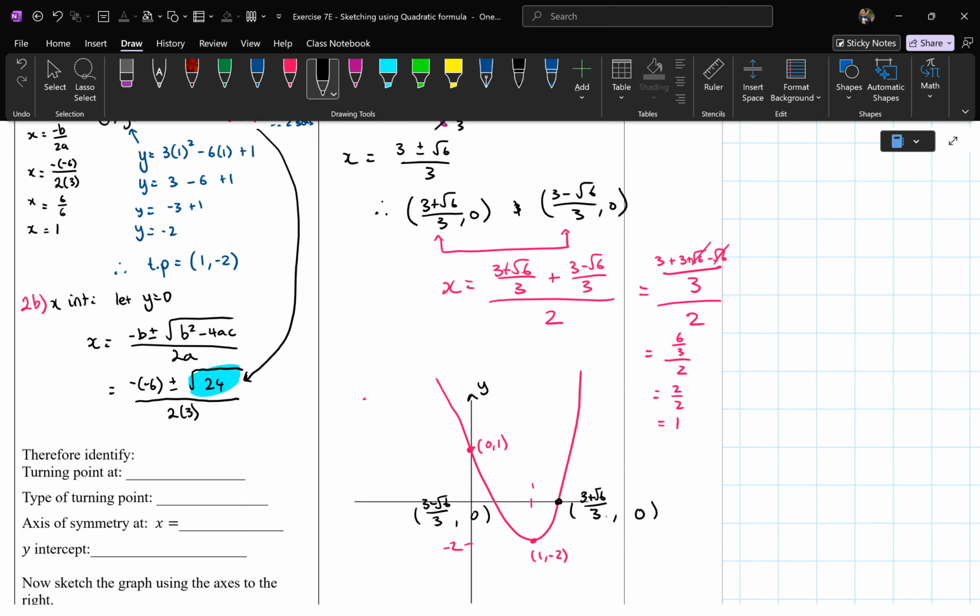Don't forget to label your x and y axes. And that is a perfect 3 marker. Shape is your 1 mark. Turning point is your 2nd mark. Axis intercepts labeled and usually in coordinates is your 3rd mark. That's what I look for. Okay, so that's what I'm looking for when I look at your techniques to see how did you get the x-intercept. That's the biggest point.